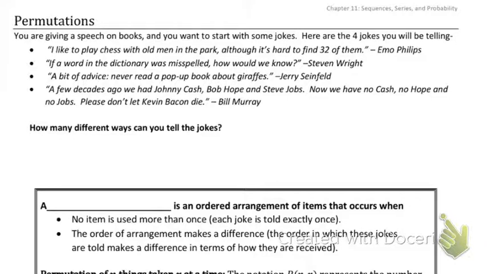I like to play chess with old men in the park, although it's hard to find 32 of them. That is Emo Phillips. If you never saw him, he is funny. If a word in the dictionary was misspelled, how would you know that? That was Stephen Wright. A bit of advice, never read a pop-up book about giraffes. That's Jerry Seinfeld. And a few decades ago, we had Johnny Cash, Bob Hope, Steve Jobs. Now we have no cash, no hope, and no jobs. Please don't let Kevin Bacon die. That was Bill Murray.